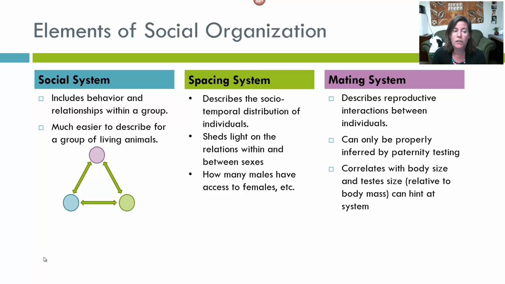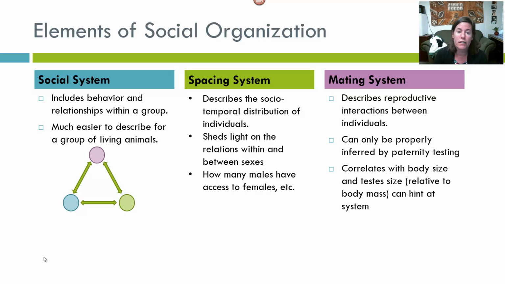The social system includes behavior and the relationships within the group. It's much easier to describe for group living organisms. The mating system describes reproductive interactions between individuals, can only be properly inferred by true paternity testing, and hints about the mating system can generally be inferred indirectly from body size and from testis size. There's basically a relationship between body size and testis size and mating system.